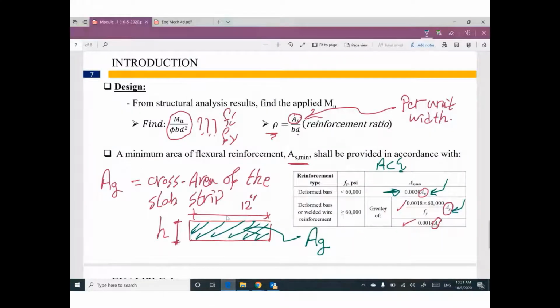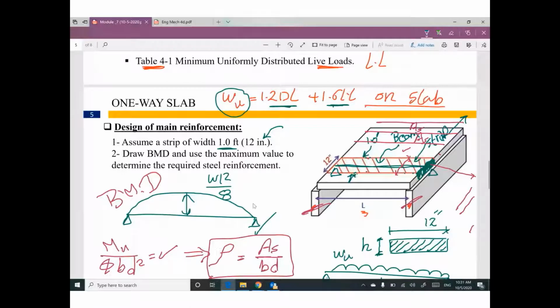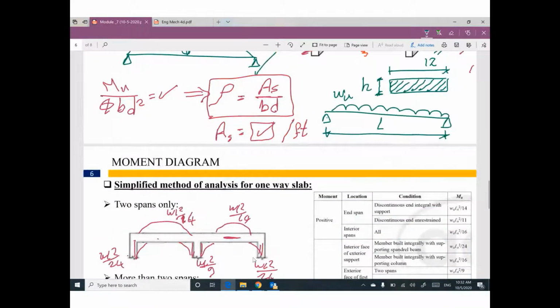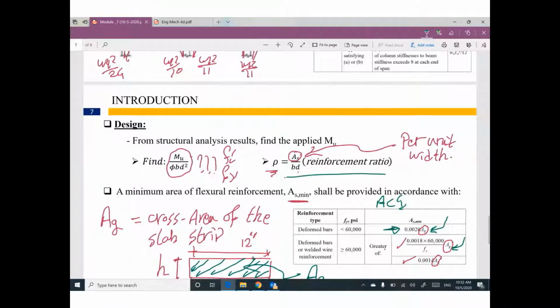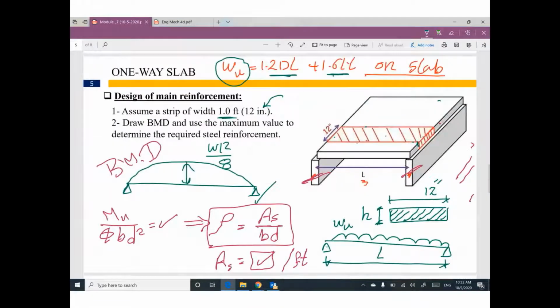Guys, I have a question. For this one-way slab, can anybody tell me what is the direction of the main steel reinforcement? Your main steel reinforcement that you calculated from your design, you already calculated the area of steel. Will this steel reinforcement be placed in this direction, or this direction, or both of them?